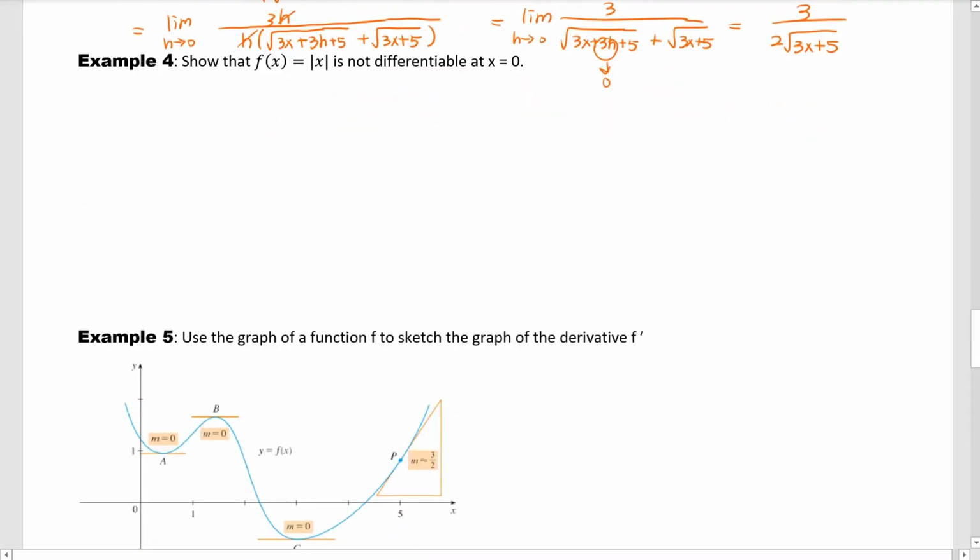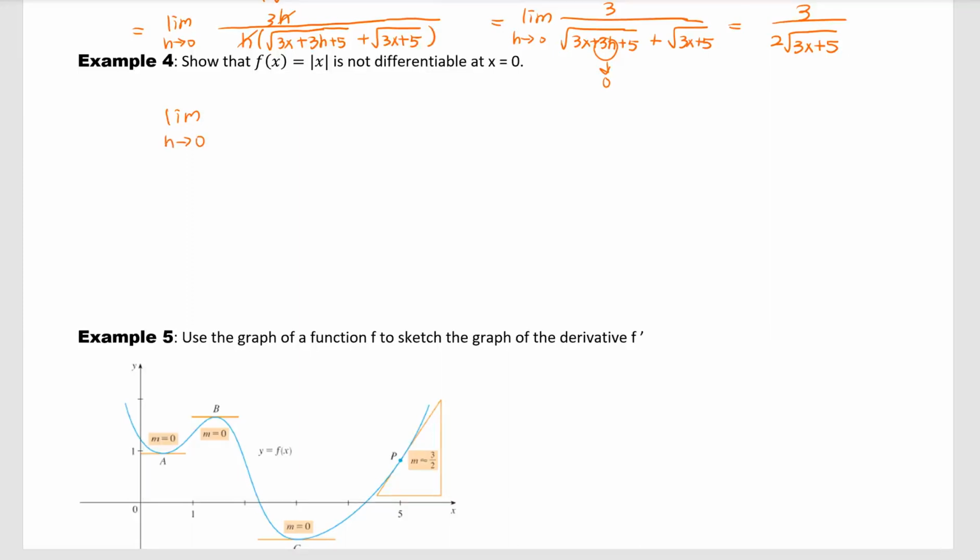Example 4: show that f of x equals the absolute value of x is not differentiable at x equals 0. So it's not differentiable at 0. Let's figure out what's wrong. Okay, let's compute.